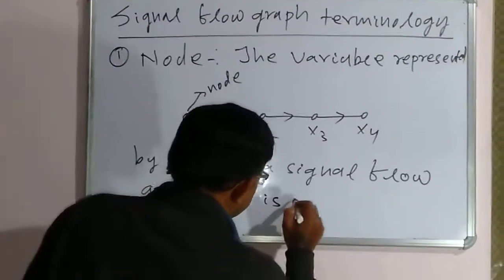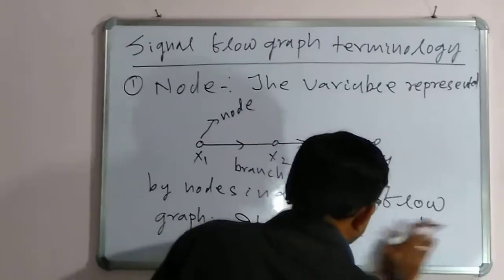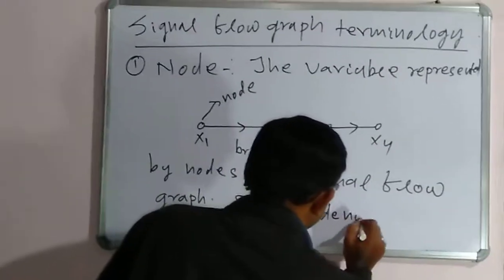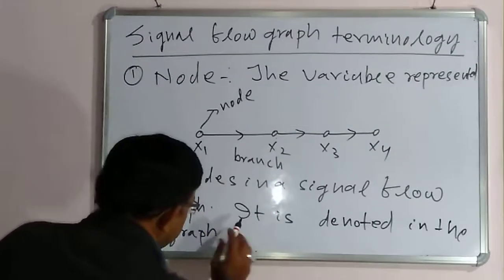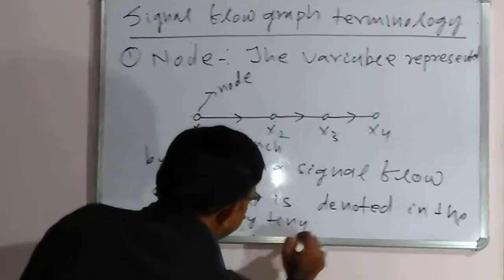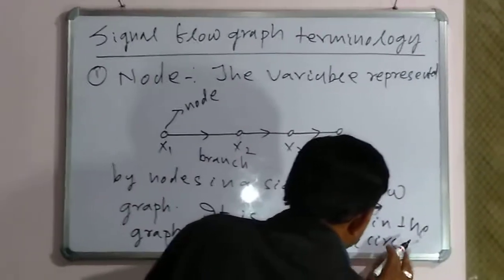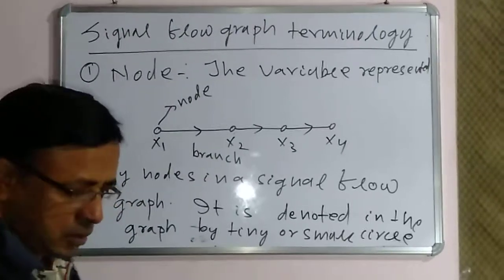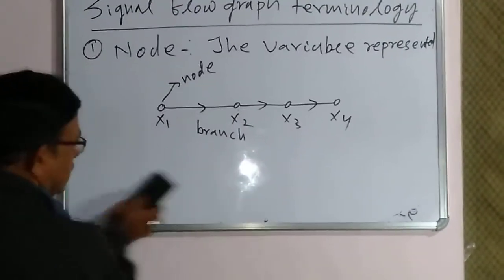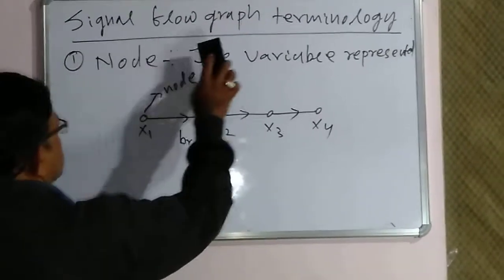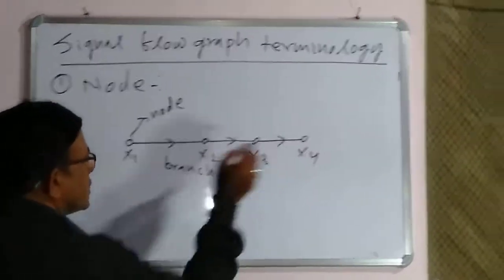and a node is denoted in the graph by a tiny or small circle. You can see here there are four nodes: x1, x2, x3, x4.